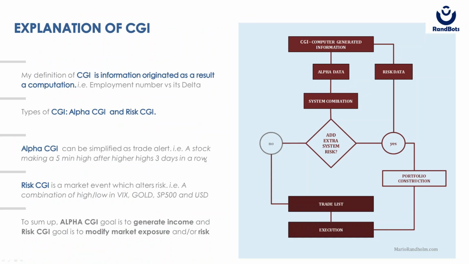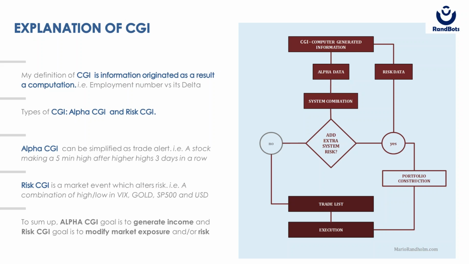But before this, let me explain what I mean by computer-generated information. For me, computer-generated information is simply the result of a computation. And I will show you this. You have the unemployment number, and I will show you the delta of these unemployment numbers. The unemployment number you get from trading platforms, from brokerages, from the regulators, and so on. But its delta, the analysis, you don't get from those. And this is what I call computer-generated information.